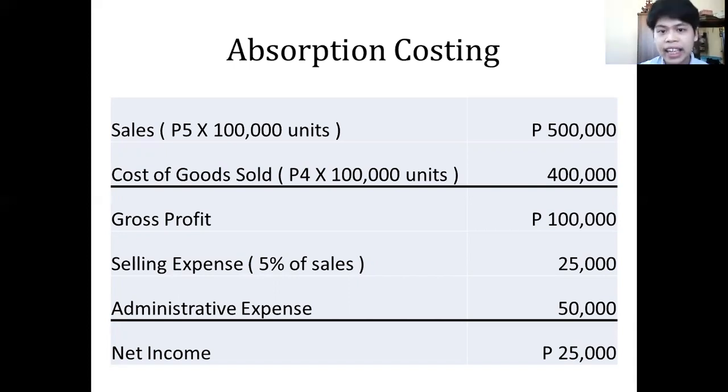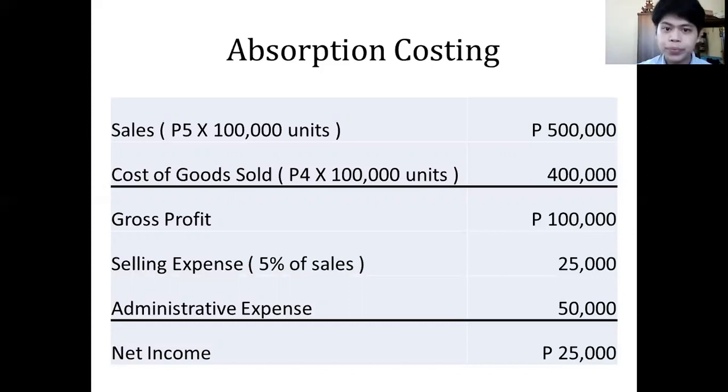We also have selling expense, which is variable: 5% of sales. So, 500,000 times 5%, our selling expense is 25,000. And administrative expense, which is fixed, is 50,000 pesos. So, our net income using absorption costing is 25,000 pesos. After this, we will proceed to variable costing, but I want to emphasize the differences.